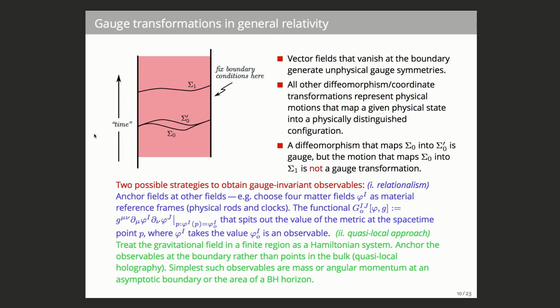So there is no way to evolve from sigma 0 to sigma 1 without specifying the boundary conditions on this vertical time-like boundary. And so for each different choice of such boundary conditions along the time-like boundary, you would get a different Hamiltonian.